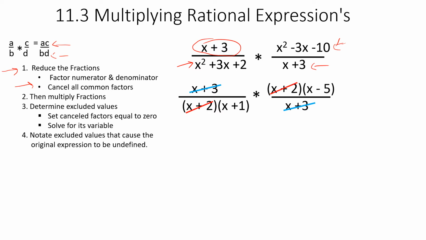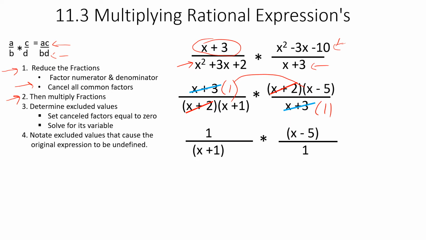Once we factor everything, we can do step 2 here, just multiply the fractions, right? So we're just going to multiply straight across. Remember, this became 1, right? This became 1. So this 1 times x plus 5, minus 5 is x minus 5, and this times 1 is the x plus 1, right? So that's how they came up with these 1s, and then we multiply them straight across.